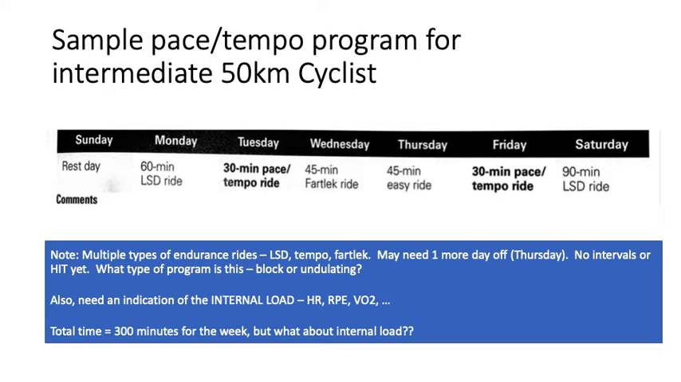So the question is, what type of program is this? Is this a block or is it an undulating training plan? Because there's variety in the stimulus, this would be an example of an undulating training plan. What we don't know here, so this would be the external load. This is your prescription that you prescribe. 60 minutes per day. There's no indication of intensity. It's strictly volume. Volume here is in regards to time. You're prescribing time as the external load.